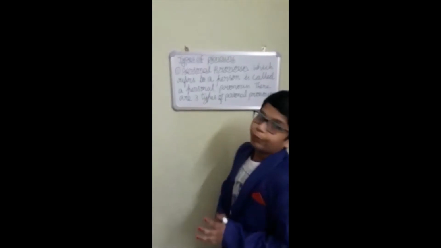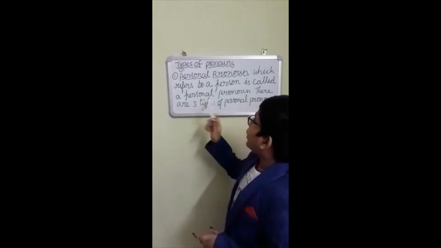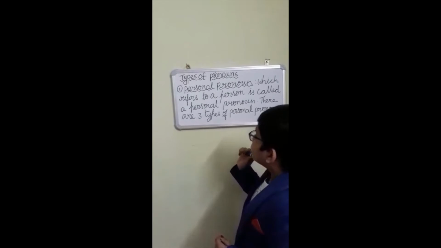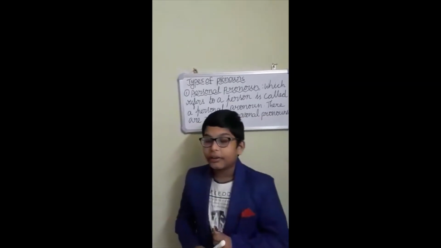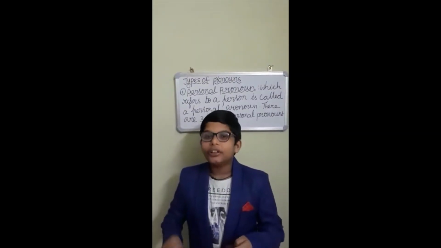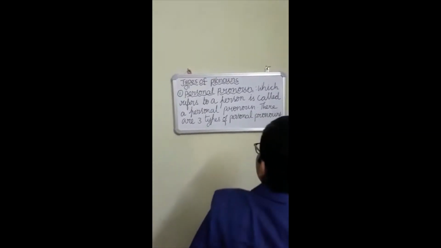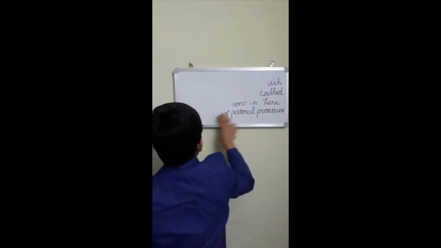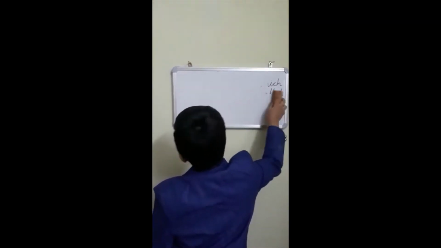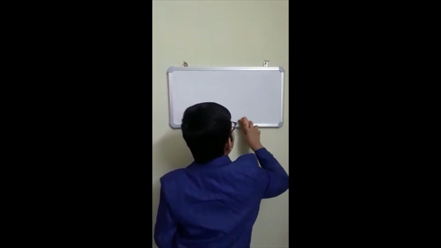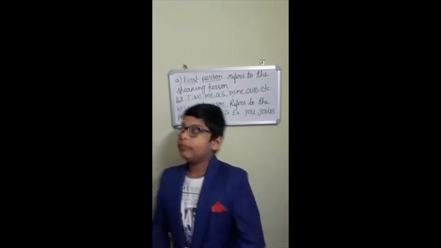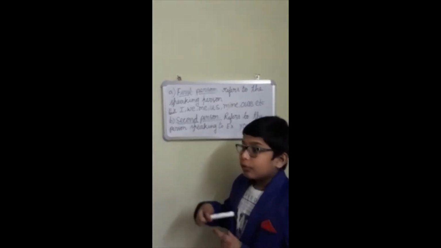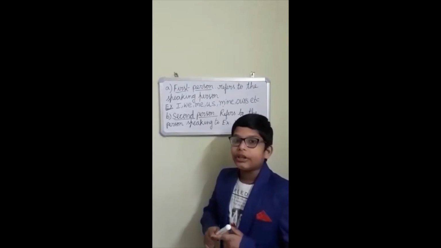Let's go with the types of pronouns. First one is the personal pronoun, which refers to a person. There are 3 types of personal pronoun. What are they? They are first person, second person, third person. Let's go with this. First person means a pronoun which refers to the speaking person. Here we are speaking to another. The speaking person is the first person.